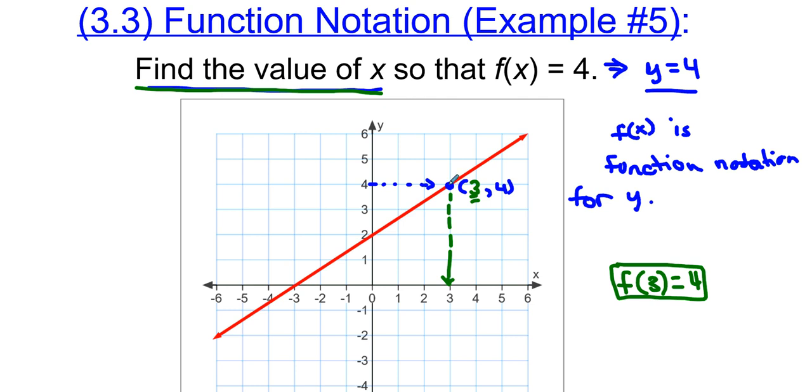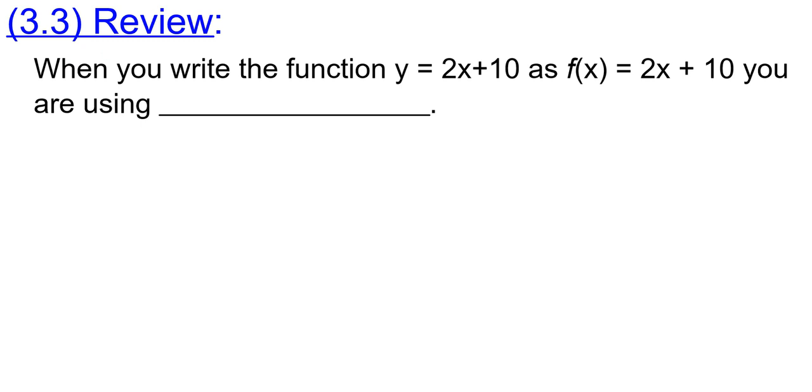That's it. All right, the last question I have here is a fill in the blank. It says when you write the function y equals 2x plus 10 as f of x equals 2x plus 10, you are using what we've been using this whole section called function notation.